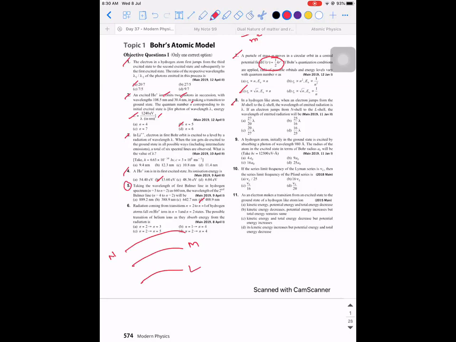Oh, we didn't do the sixth one, huh? No, we didn't do. Okay, okay. After this problem, do it.